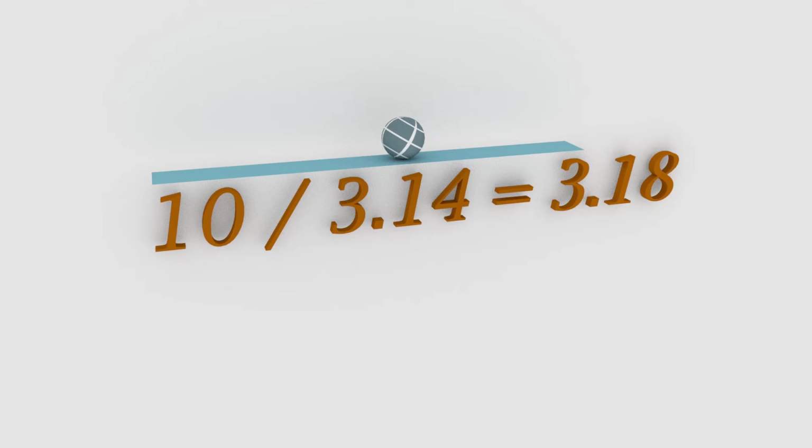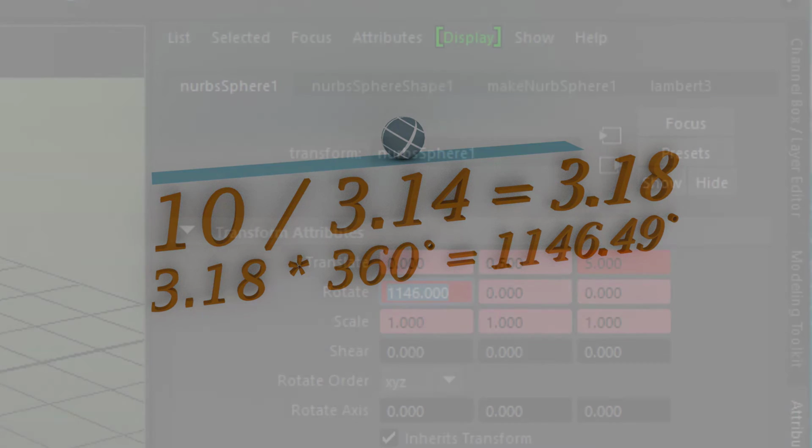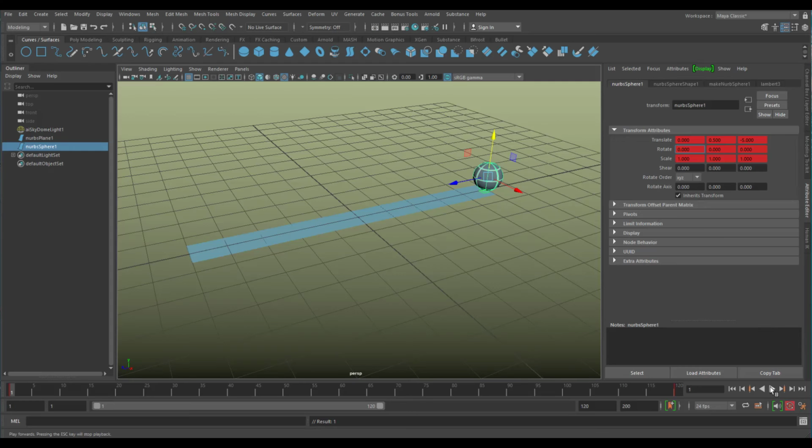Now the last equation we need to consider is we want to know how many degrees the sphere rotates within its path. And that is 3.18 times 360 degrees, because 360 degrees is one rotation. And it equals, when you calculate this, 1146 degrees roughly. And this is the number we enter now into our rotation in X. Now let's have a look if the sphere still slides. And you see it doesn't.